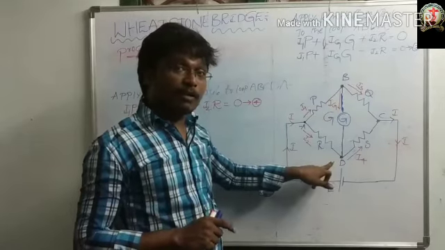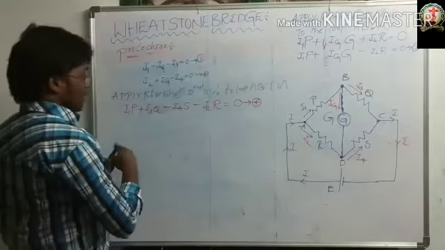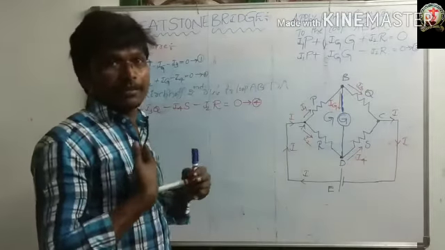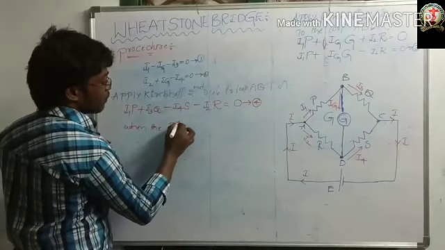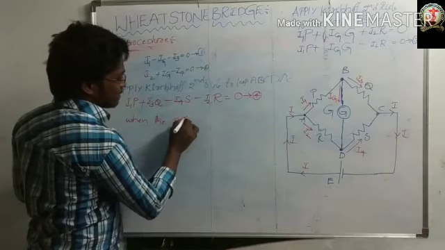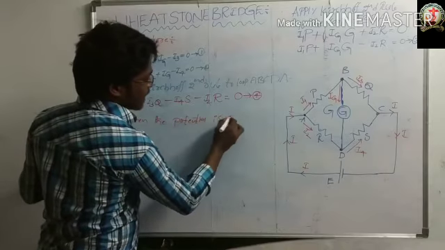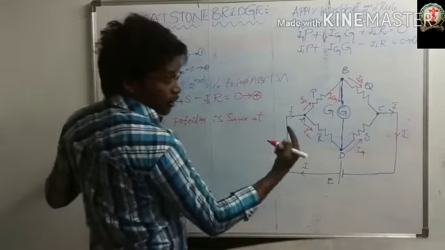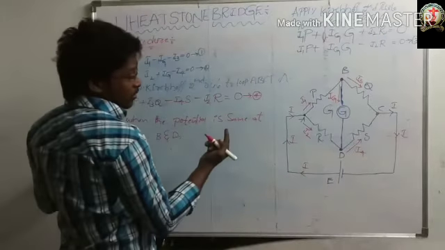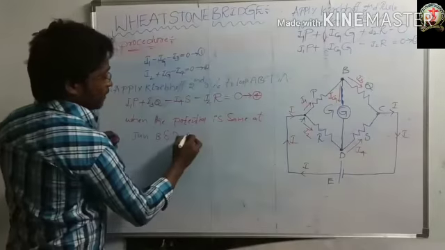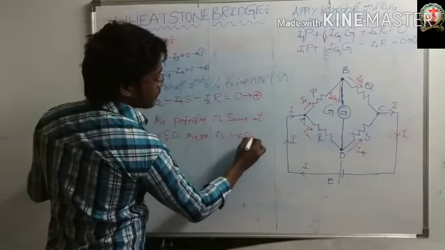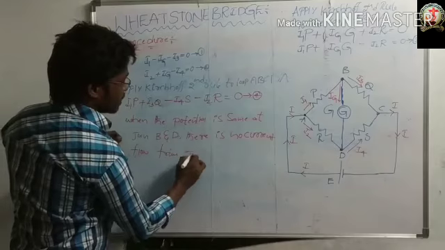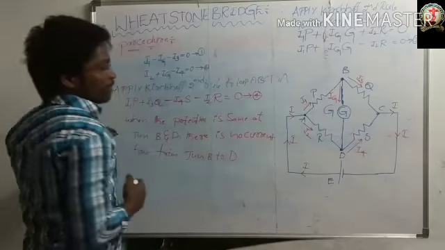there will be no current flowing from B to D. This is the condition we are taking: when the potential is the same at junctions B and D, there is no flow of current between the junctions. No current flows from junction B to D.